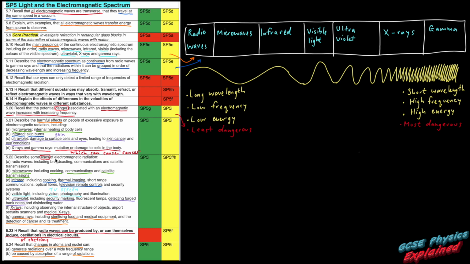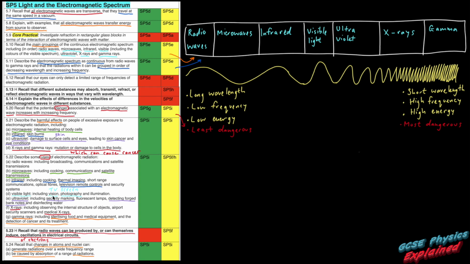Describe some uses of electromagnetic radiation. Radio waves are used for communications. I wouldn't say in satellite transmissions. I would leave that for microwaves. Microwaves are what we use to communicate more often with satellites, and also microwaves are used for cooking. Infrared waves is also used for cooking. Remember, infrared's just heat. It's thermal imaging, so infrared goggles, and we use infrared for TV remote controls.